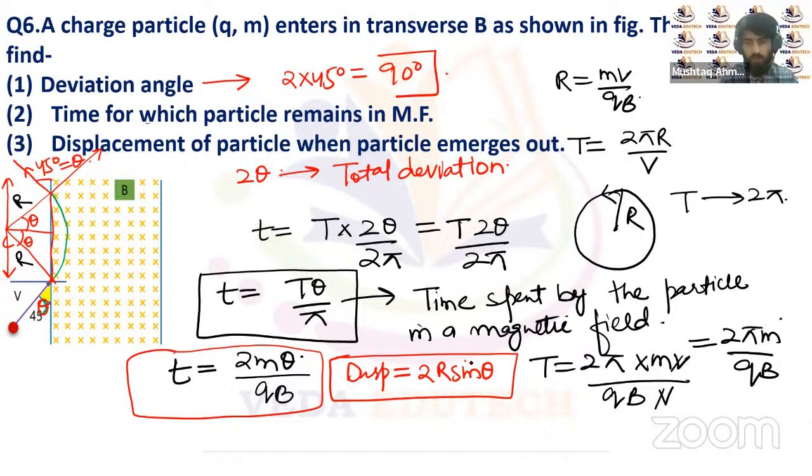In general, the displacement in the magnetic field will be 2r sin theta, and the time spent in the magnetic field by the particle will be 2mθ upon qB, right? This will be the total time spent by the particle in a magnetic field, right?